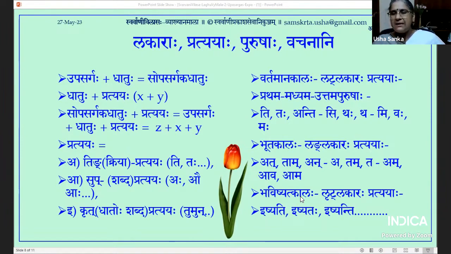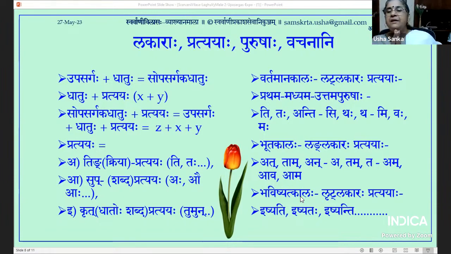Gachati, gachatah, gachanti. In the same way, agachati. In the same way, upagachati. In the same way, abhigachati. In the same way, pratyagachati. In the same way, abhyagachati: abhyagachati, abhyagachatah, abhyagachanti, abhyagachat, abhyagachatam, abhyagachan, abhyagamishyati, abhyagamishyatah, abhyagamishyanti. What happens to gamishyati will remain common, but the abhi will remain there on the left.